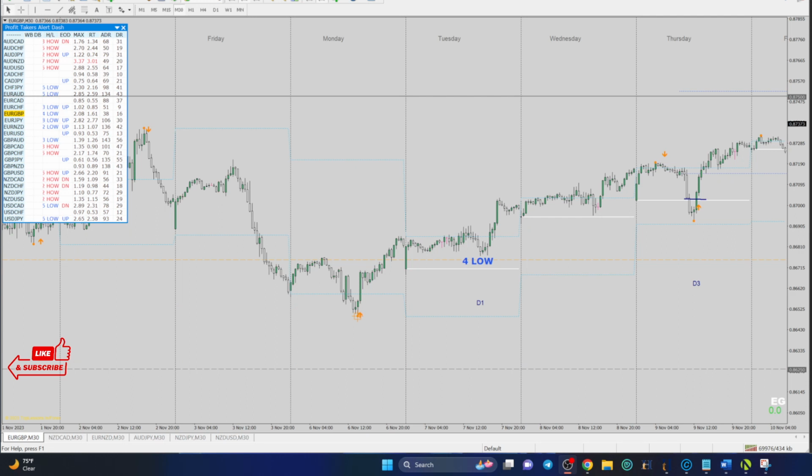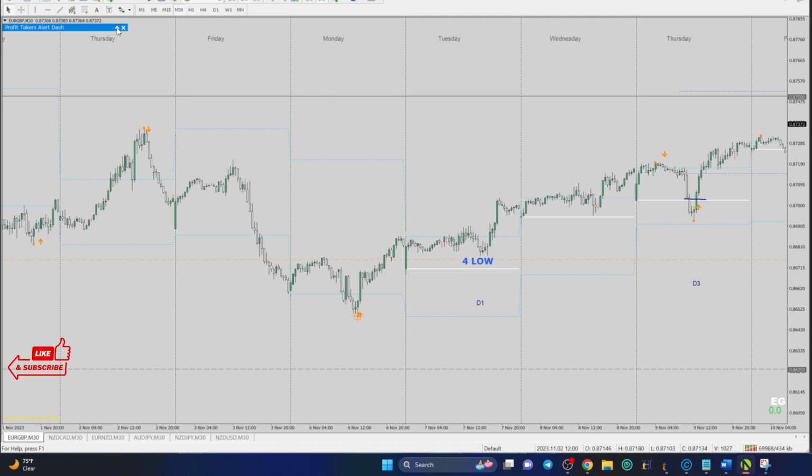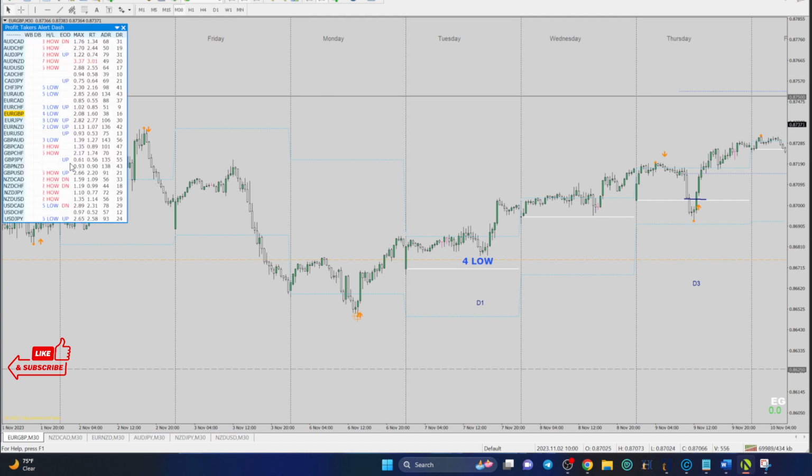Some of the signals on here, I think, are one of the most powerful things you could use when you're learning how to trade. And if you want to make your strategy just a little bit easier, right?